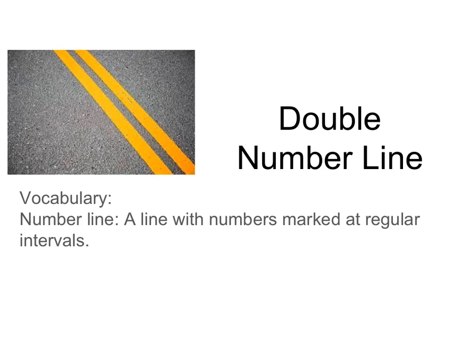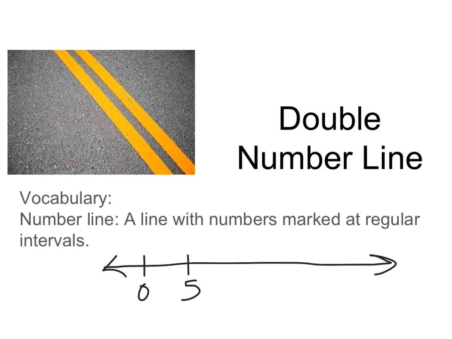In this video, we're going to learn about what's called a double number line. So for our vocabulary, a number line is just a line marked with numbers at regular intervals. So a number line could look like if it had 0 right here, and then it had 5 right here. The next mark that's the same space over would have to be a 10. So what makes it a number line is that the numbers are going evenly.